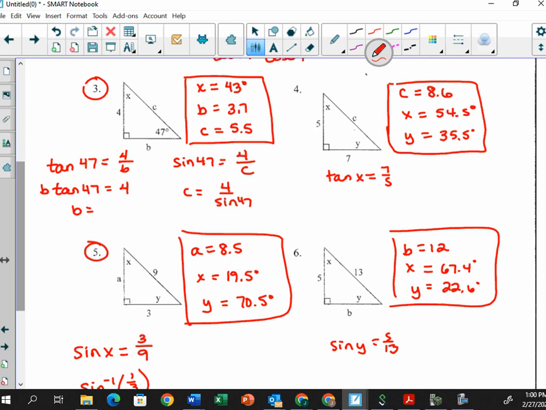The X and Y doesn't have to equal... Wait, X and Y have to equal 90. They have to equal 90. So that's fine. Okay. Yes, because you have the other 90-degree angle in there.